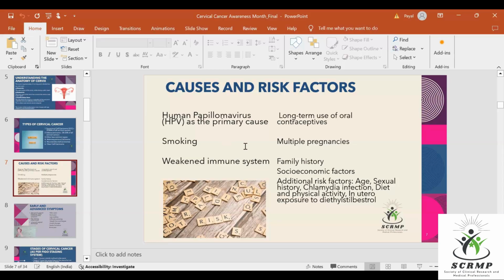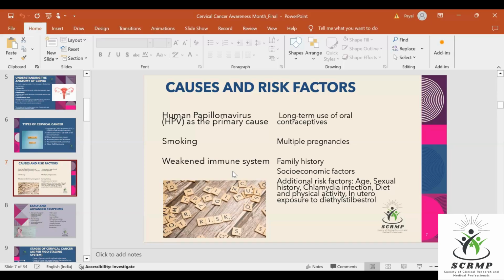Apart from that, there are other risk factors as well, like smoking and a weakened immune system. Now, we all know that HIV leads to immunocompromise, right? So it has been observed that HIV-positive women have a 6-fold increase in the risk of cervical cancer, and are 2 to 3 times more likely to have persistent HPV infections.